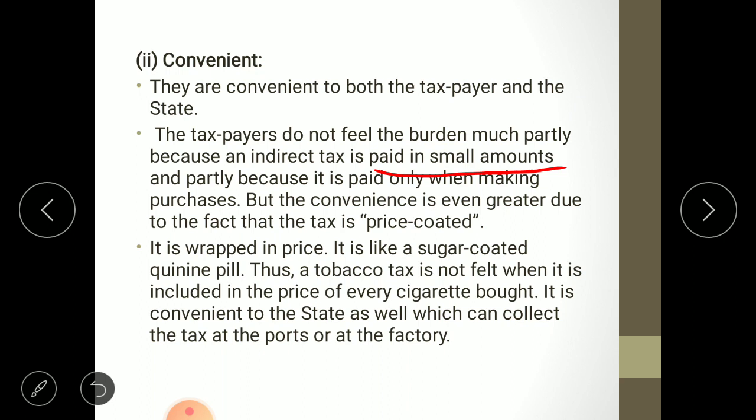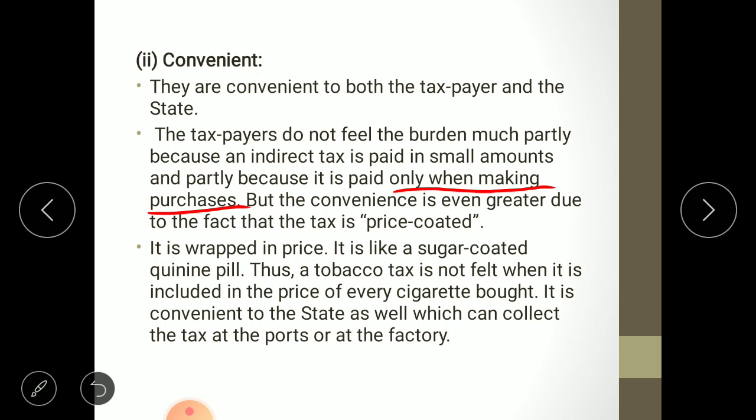You are making purchases of so many different commodities. So 1 rupee, 2 rupees, 3 rupees are the amount of tax that we are paying. So the amount of tax payment is very small. That is the reason it is convenient. Then the second reason, partly because it is paid only when making purchases. See, when we are making purchases, it is affordable to us, yes or no? When we have an abundance of money, when we can afford, at that time we make purchases, and at that time we make a payment of taxes.